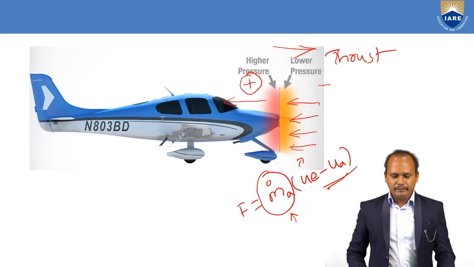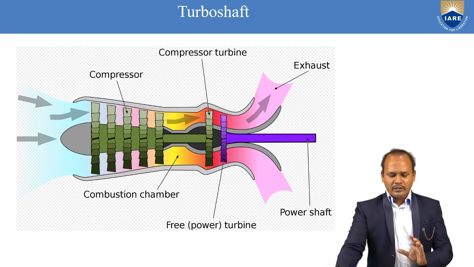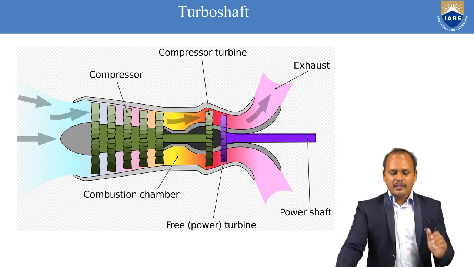Now we have one more type of gas turbine which we call the turboshaft engine. So what is the difference between the turboprop and turboshaft? Basically both are almost similar. You could say that the operating principle of the turboprop and turboshaft are the same, and both engines produce mostly shaft power. The only difference is that the turboprop we use for aircraft applications, whereas the turboshaft we use for helicopters.